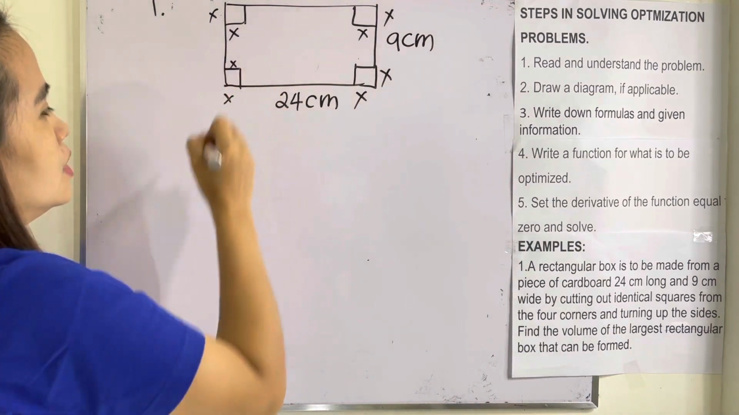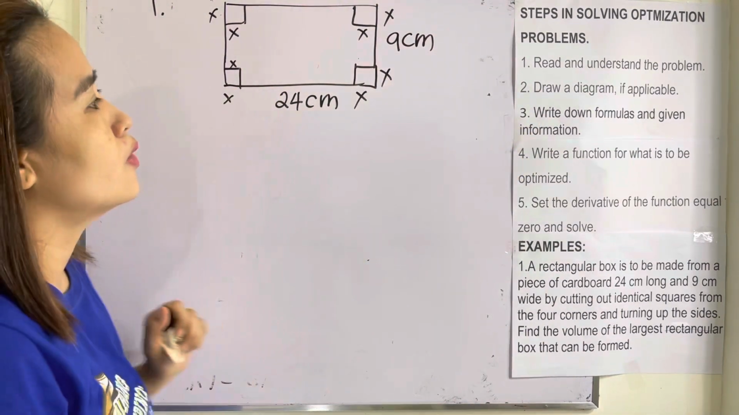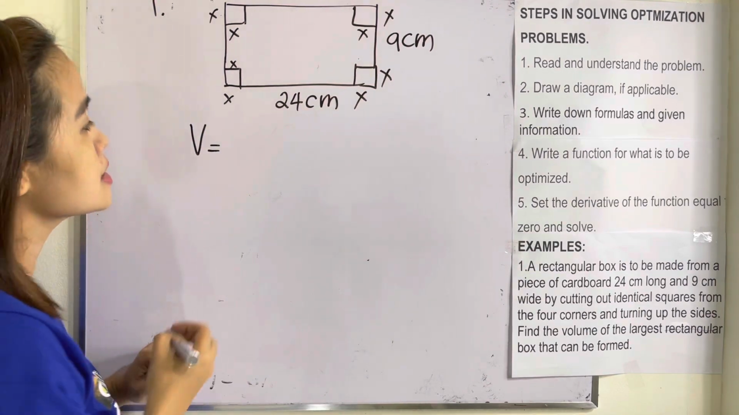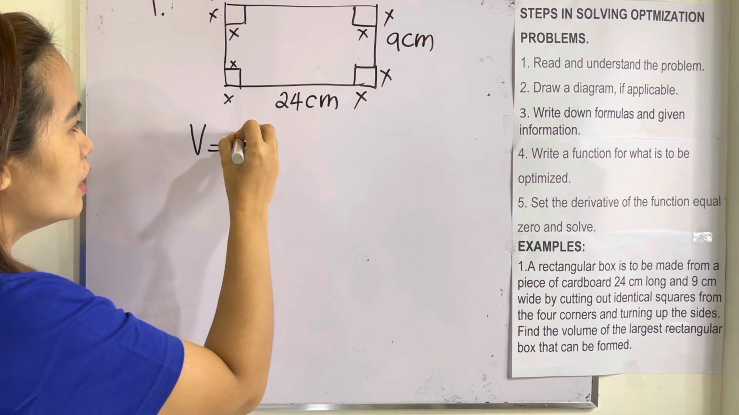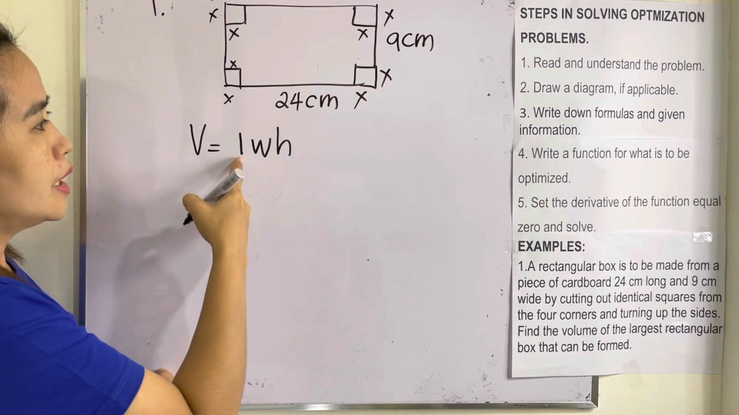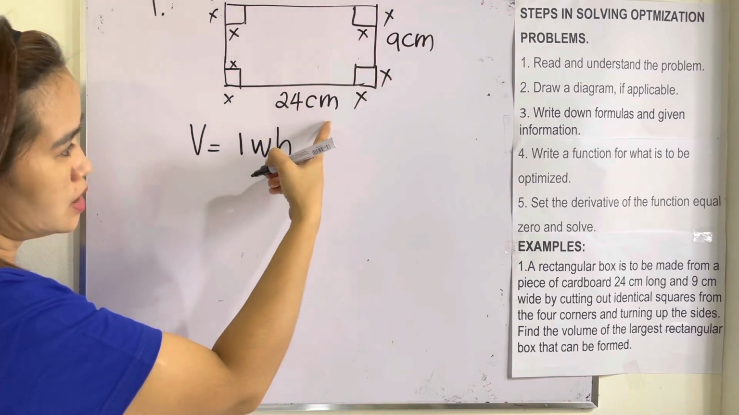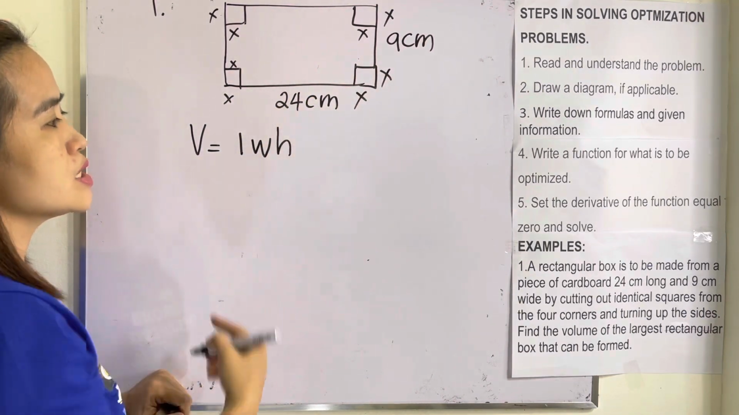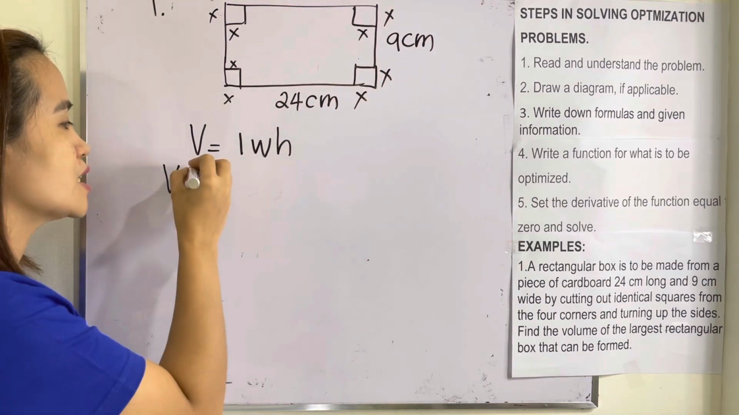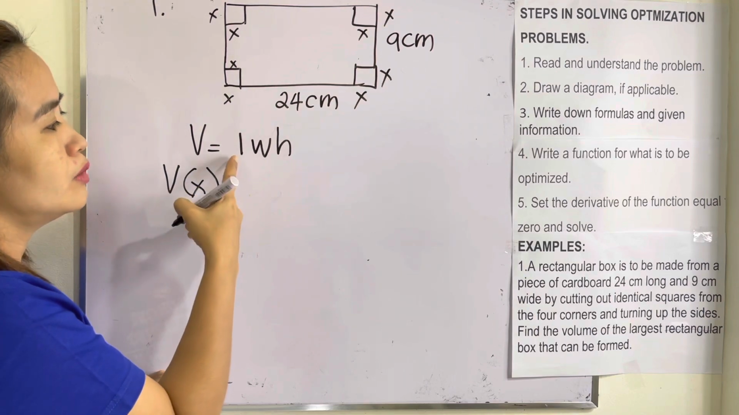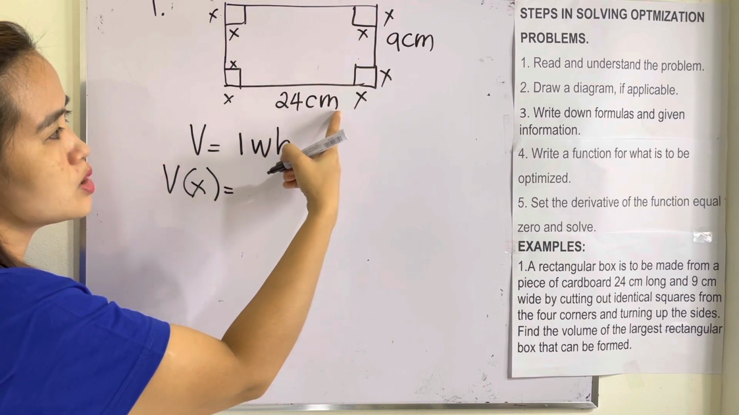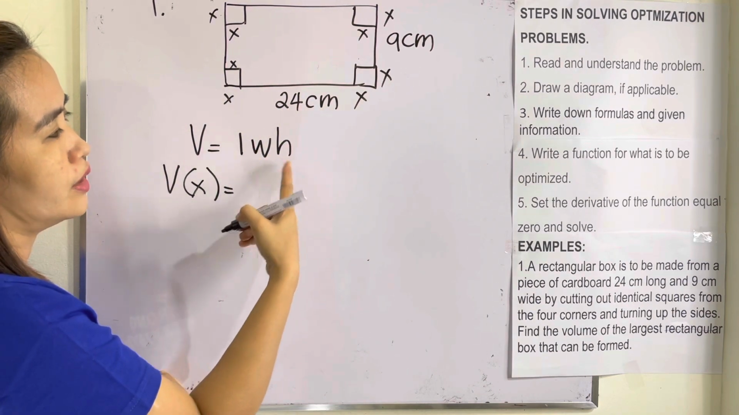Okay. So next is, of course, write down the formula. The formula in finding the volume of a rectangular box is length times width times height. So let us identify the length through this, the width, and of course the height. And we can now conclude that this one is V of X. Why? We can be writing the length, of course, in terms of X here. Same with the width and the height.